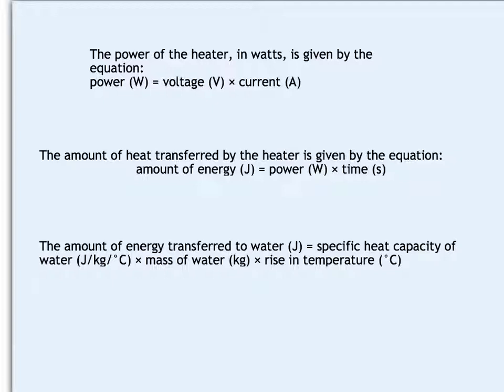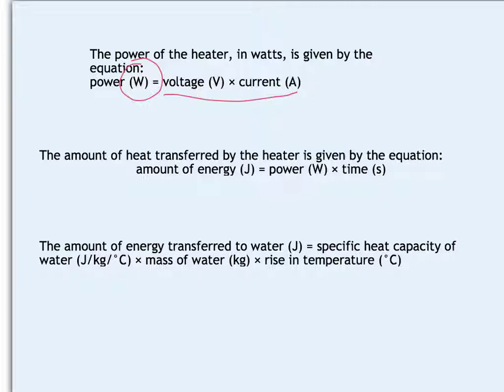The first equation tells you the power rating of the heater. Now, whatever you're using to heat, whether it's a kettle, an electric heater, or a hairdryer, they will all have a power rating. Underneath you should be able to find a label with the electrical output, and it will give you the voltage and the current. If you multiply the voltage and the current together, that gives you the power, and the unit of power is watts. You will need to be able to rearrange this equation in order to make voltage and current the subject.